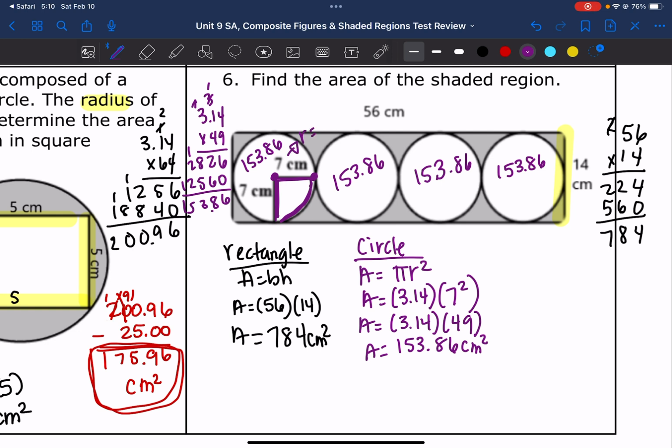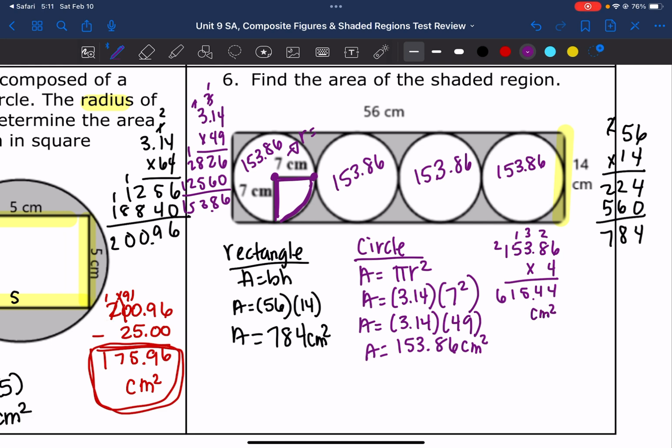Okay, we can either add up all 153.86 4 times, or we can take 153.86 and multiply it by 4 to find the area of all 4 put together, okay? And honestly, this is what I would do. 6 times 4 is 24. 8 times 4 is going to be 32, plus 2 is 34. 3 times 4 is 12. 13, 14, 15. 5 times 4 is 20, plus 1 is 21. 4 times 1 is 4, 5, 6. So we get 615.44.